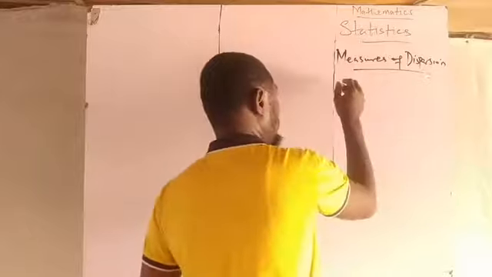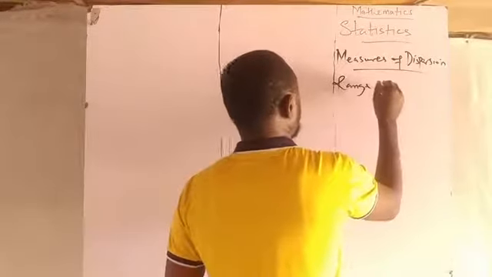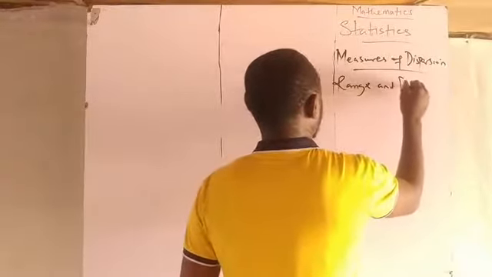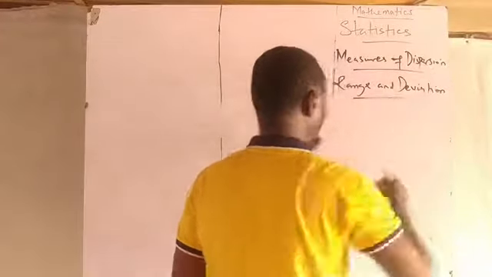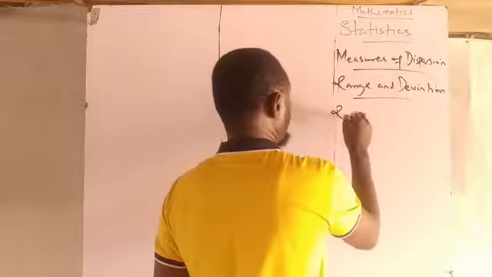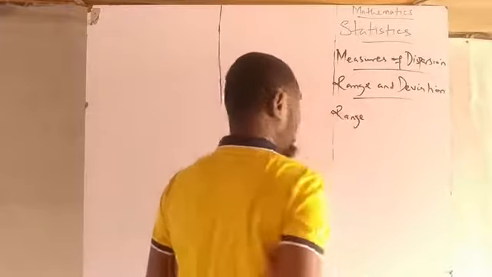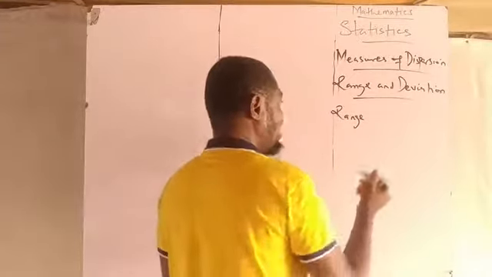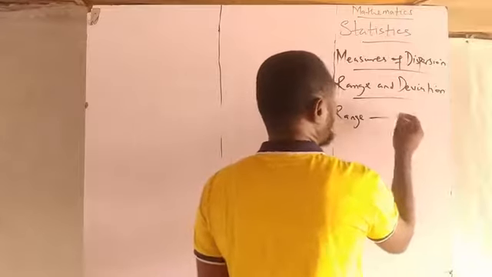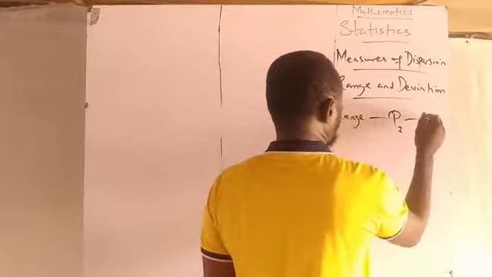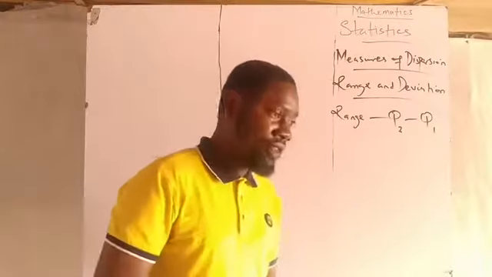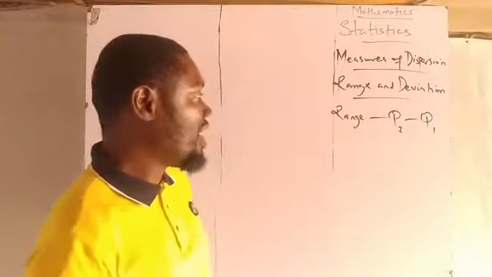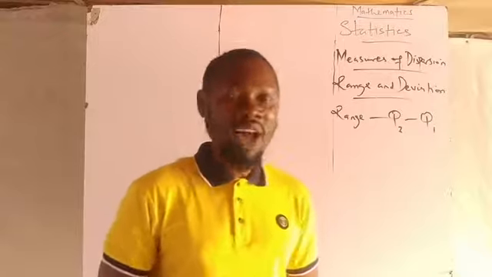I'll be looking at range and deviation today. Range. Range is simply defined as Q3 minus Q1. That is, the difference between the highest and the lowest values.